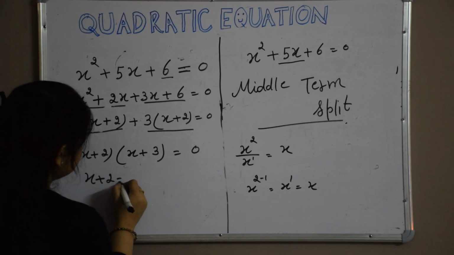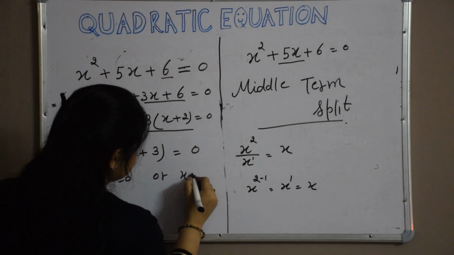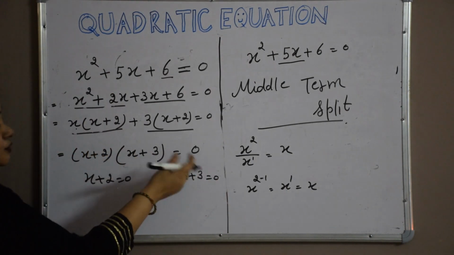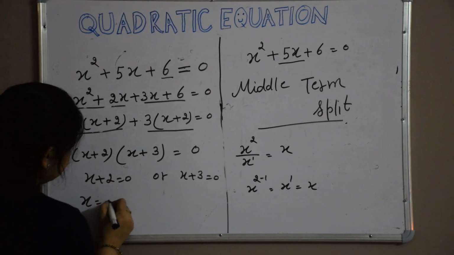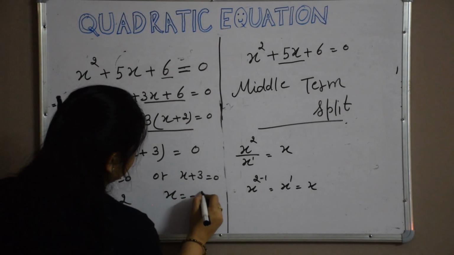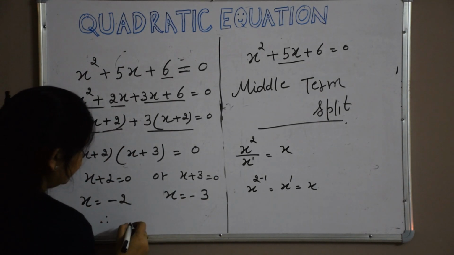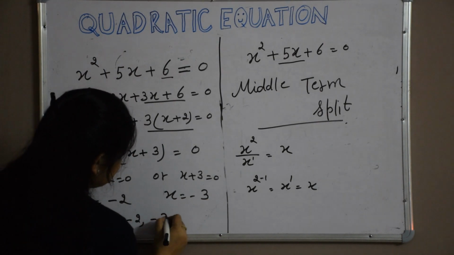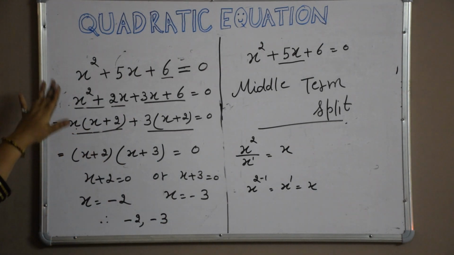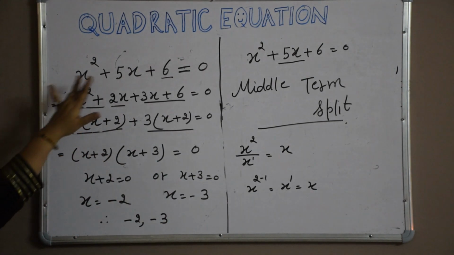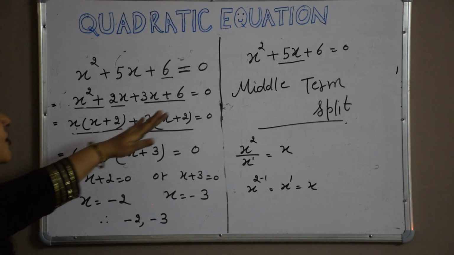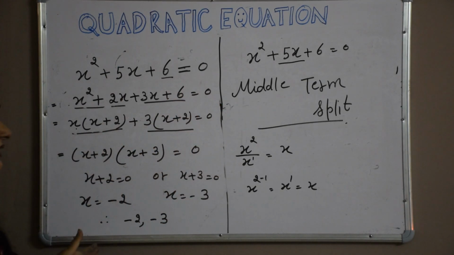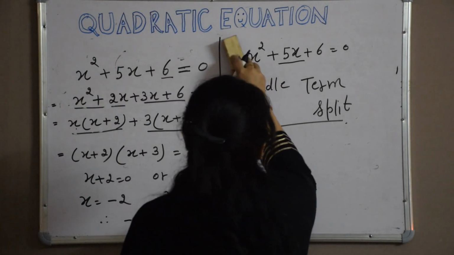Now x plus 2 is equal to 0 or x plus 3 is equal to 0. If the product of two numbers is equal to 0, either of them should be equal to 0. So x is equal to minus 2, x is equal to minus 3. Therefore, there are two values, minus 2 and minus 3, which make the given equation equal to 0. So this is the proper way of doing all these types of questions, and this is called the middle term split way. Now I am taking one more example.